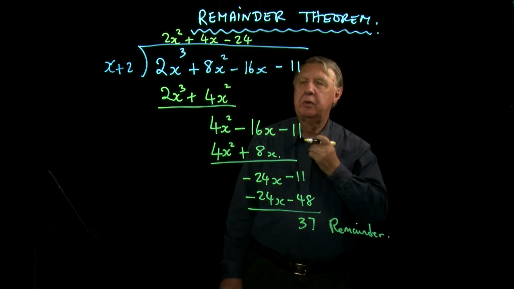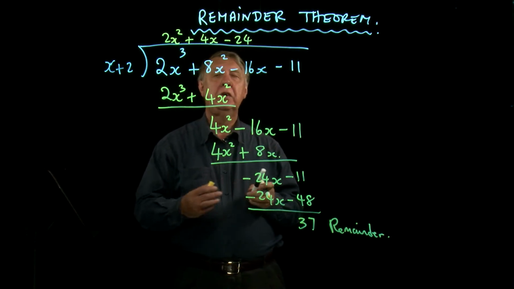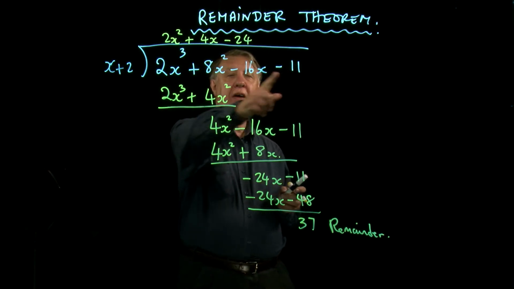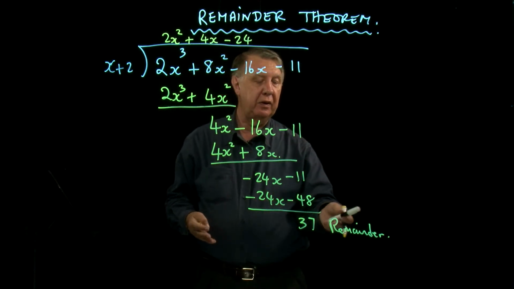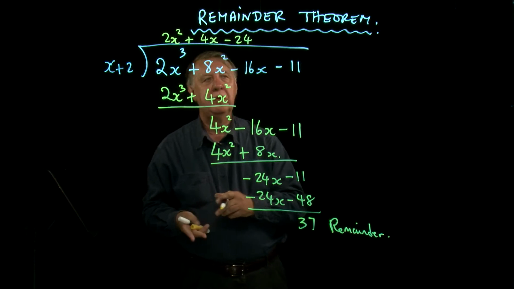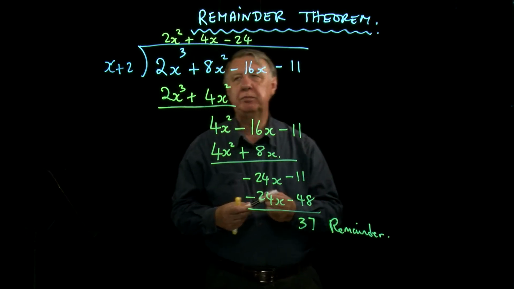Now sometimes you are simply given the question like this: find the remainder when that is divided by x plus 2. And you could do it that way, and the answer is 37. But fortunately there's a much easier way of doing it.